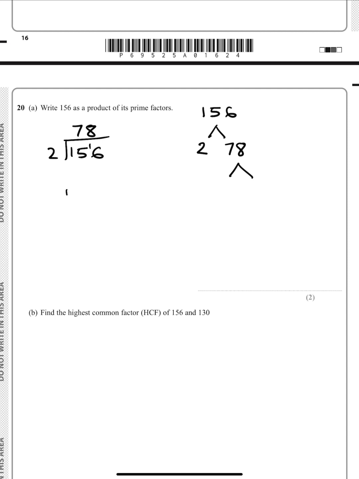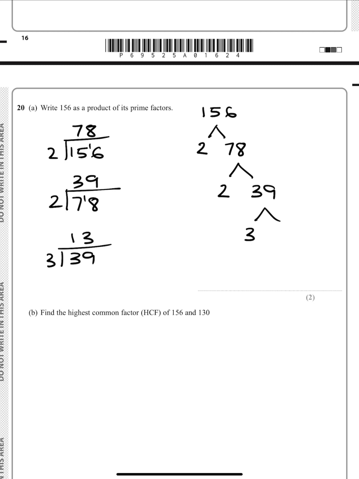So again, I'm going to divide 78 by 2. 2's into 7 are 3 because 2 times 3 is 6, remainder 1. And then I get 9 there. So I've got 2 and 39. 39 is also not a prime number. This time I can divide 39 by 3, which is a prime number. So I'm going to put 3 as one of the branches there. 3's into 3 is 1. 3's into 9 is 3. So that's 3 times 13, which makes 39.